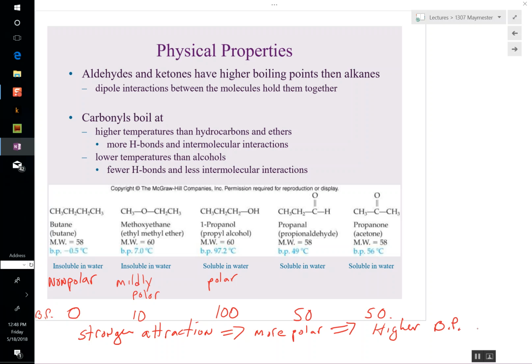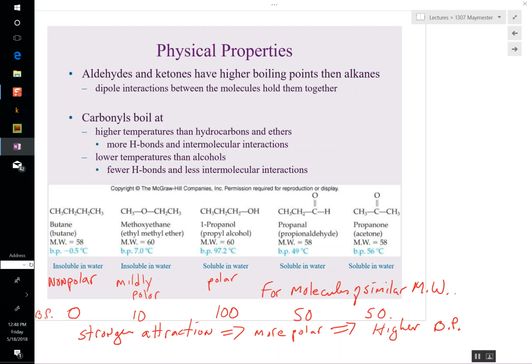Now remember, this is for molecules of similar molecular weight. All right, it wouldn't be fair to compare, let's say, hexanal, 6 carbons long, a big molecule, to propanol. Right, that wouldn't be a fair comparison. Yeah, one's an alcohol, one's an aldehyde, but one is probably twice the molecular weight of the other one.